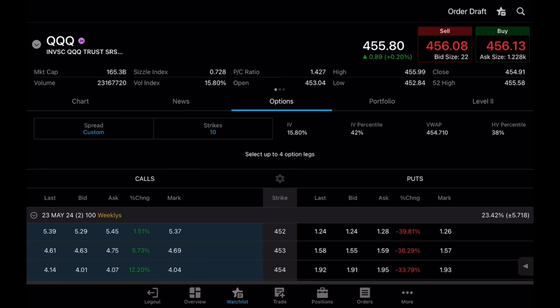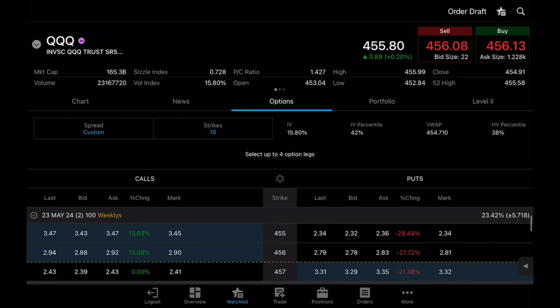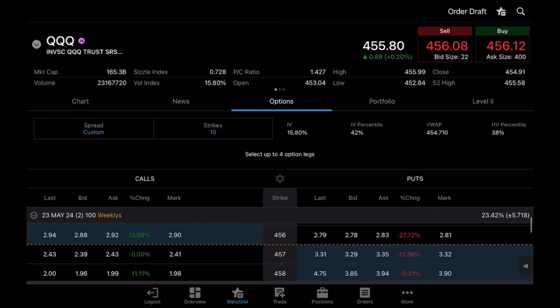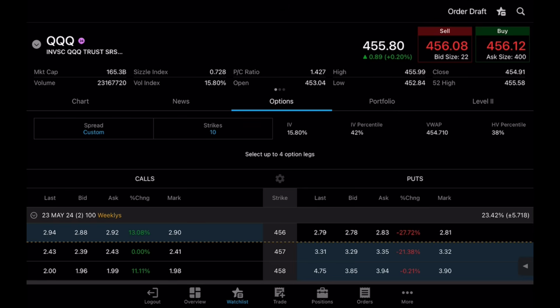QQQ. Now, let's say, for example, you wanted to take a look at the calls for, let's say, you thought the stock would rise to about 456. You can go ahead and take a look at the call price. The strike is going to be 456. And then, of course, we're going to look at the bid. I always say buy the bid and sell the ask.